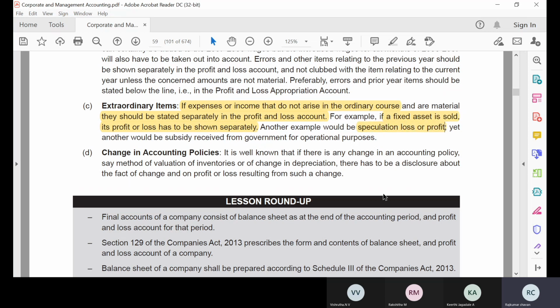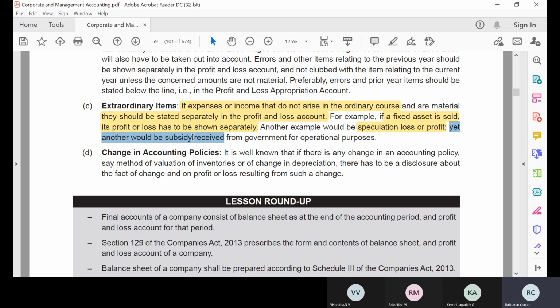Another example can be speculation. Speculation, bettings and all those things are called extraordinary items. There can be a loss or profit on speculation, like investment in the stock market. That is also one kind of speculation. What is one other example of an extraordinary item?